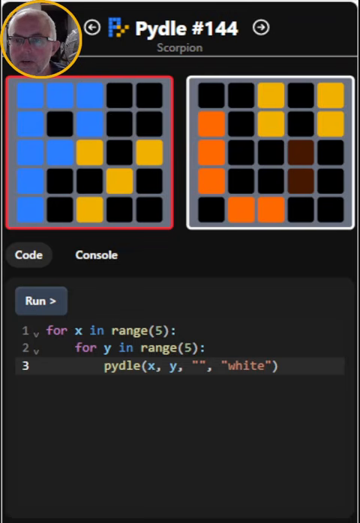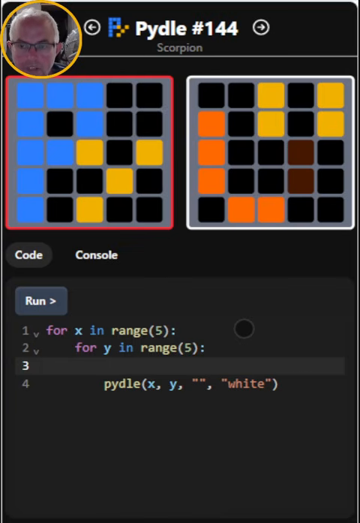Okay, so there's not any symmetry in this puzzle, so we're just going to keep our two loops for x in range and for y in range, looping over the 25 pixels. Okay, so let's tackle the yellows first.